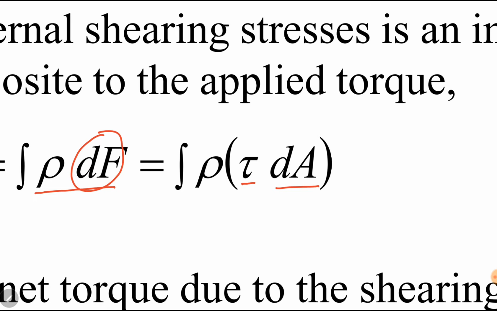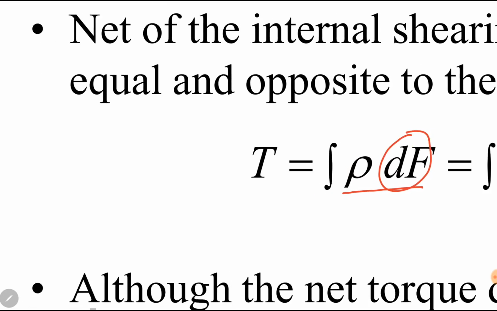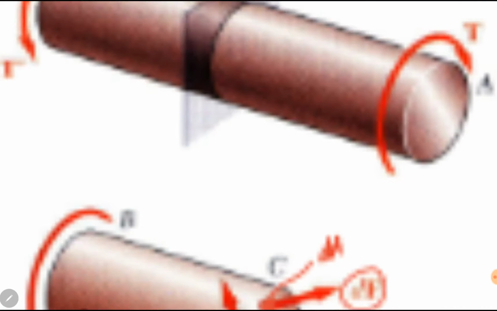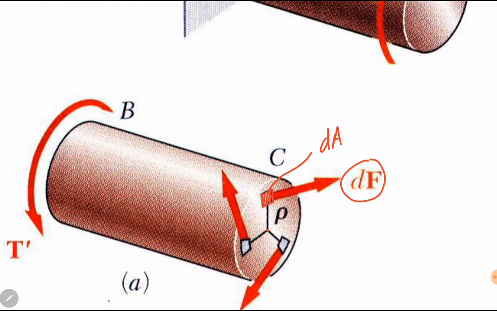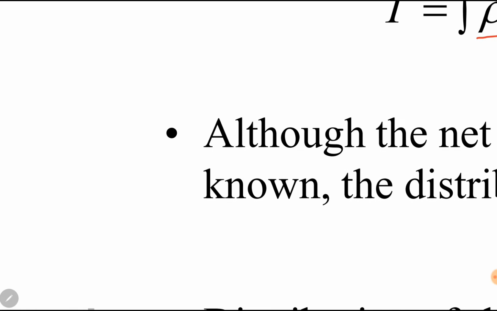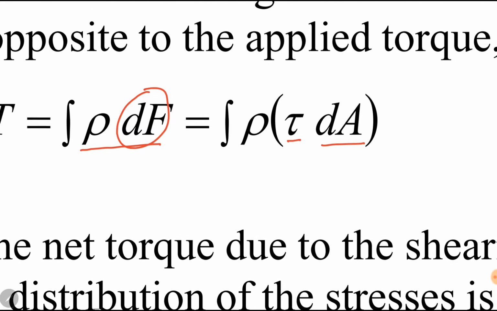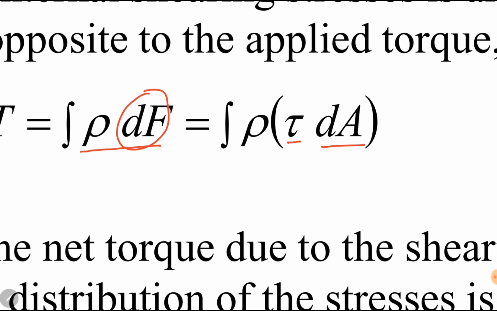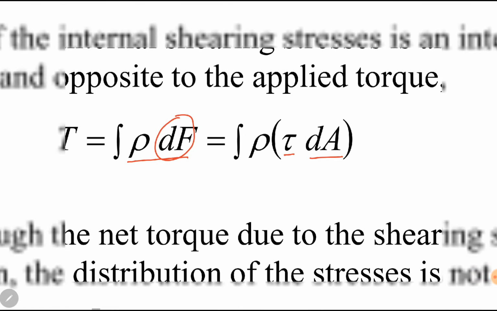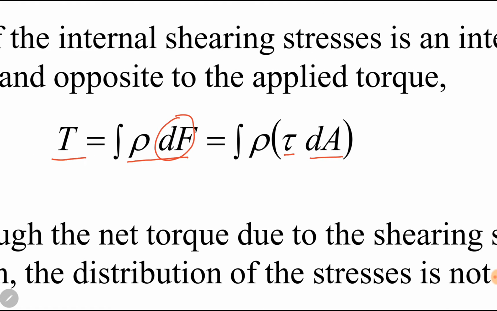Since dF is applied parallel to the area dA, that is why we call it shear stress, tau. So here we have written force in terms of stress and area. We will use this expression of torque as equal to the integral of rho times tau times the differential area dA.